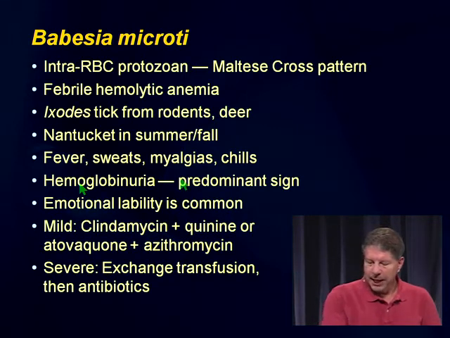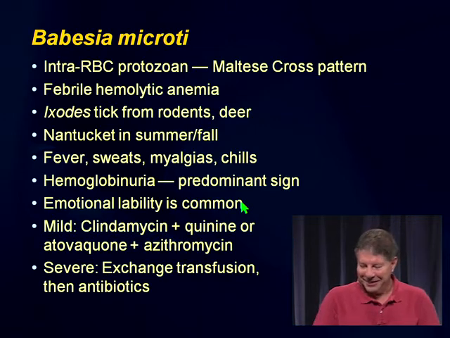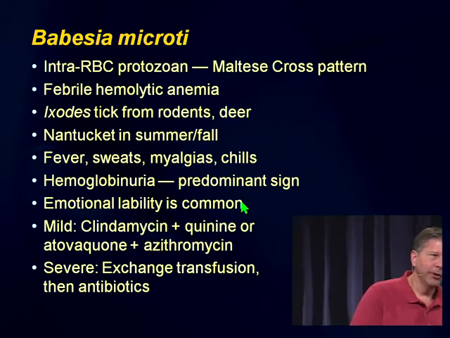One of the predominant signs is hemoglobinuria. And supposedly emotional lability is common with this. So again, if it's an adolescent, it's kind of hard to tell sometimes, right? All right, mild disease, I give you the treatments. I don't think they'll ask you treatment. I think they just want you to diagnose it, okay?